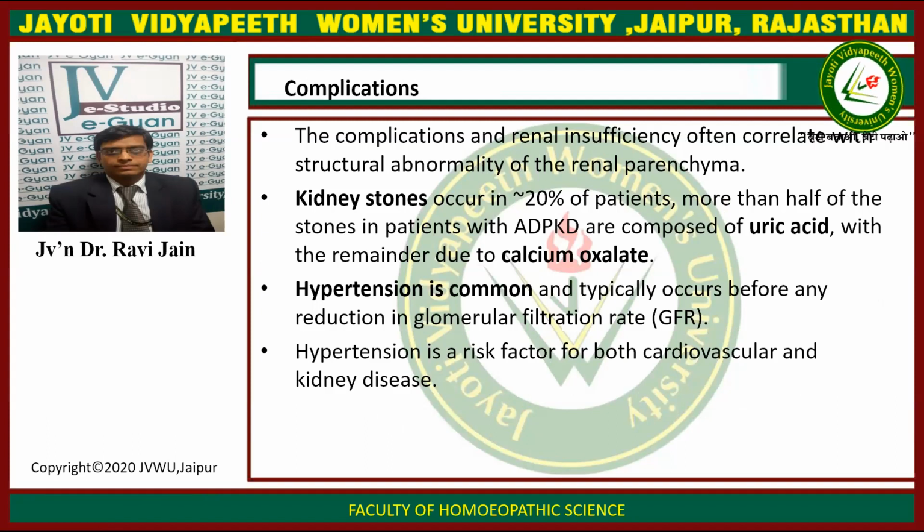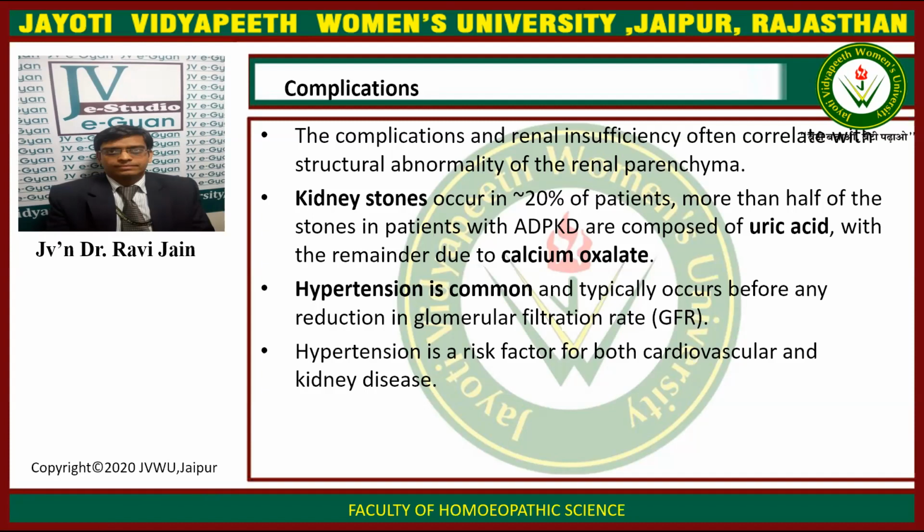What are the different complications that can occur in polycystic kidney disease? The complications and renal insufficiency often correlate with a structural abnormality. Whatever abnormality the cysts are producing in the kidney, the complications come accordingly. The complications and renal insufficiency often correlate with the structural abnormality of the renal parenchyma. The changes occurring in the renal parenchyma cause the complications accordingly.